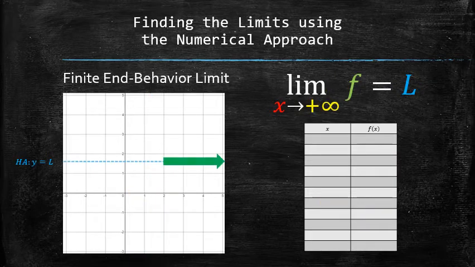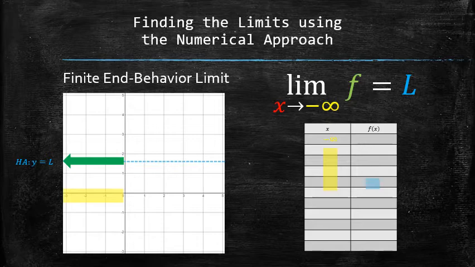When a function has the following finite end behavior limit, as x approaches positive infinity, the sequence of outputs will approach a finite value L. When a function has the following finite end behavior limit, as x approaches negative infinity, the sequence of outputs will approach a finite value L.